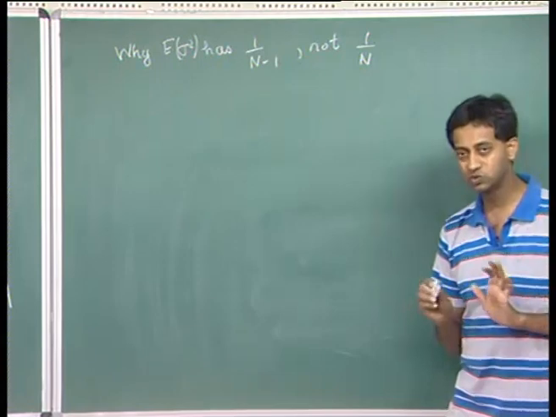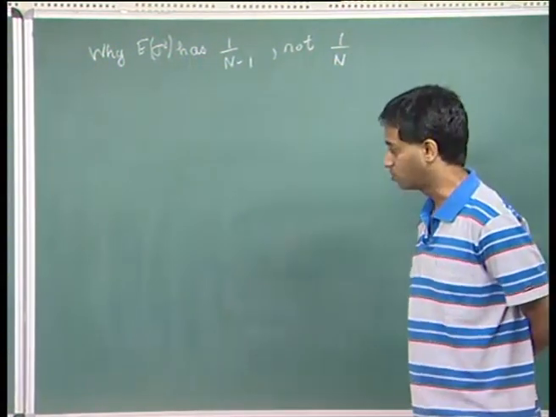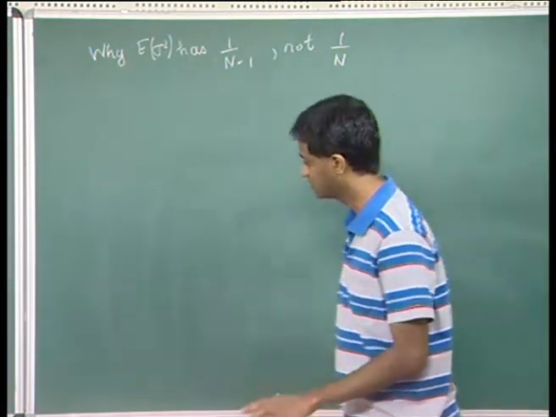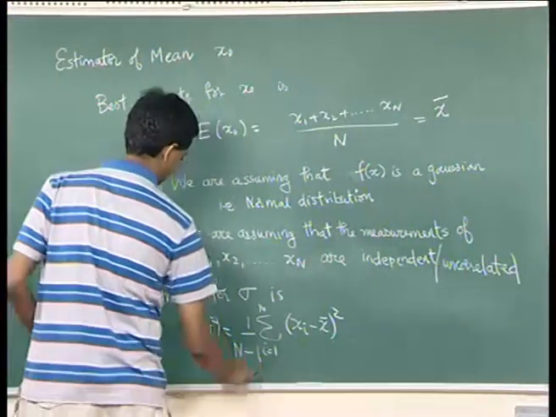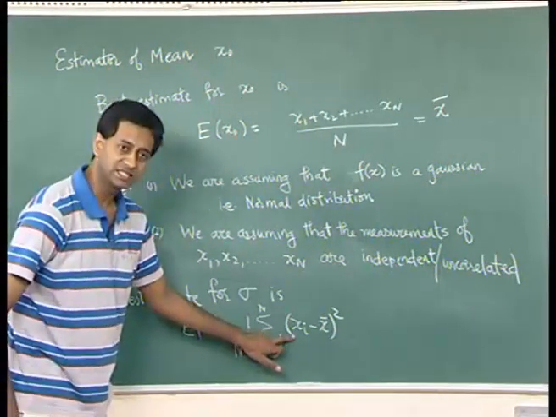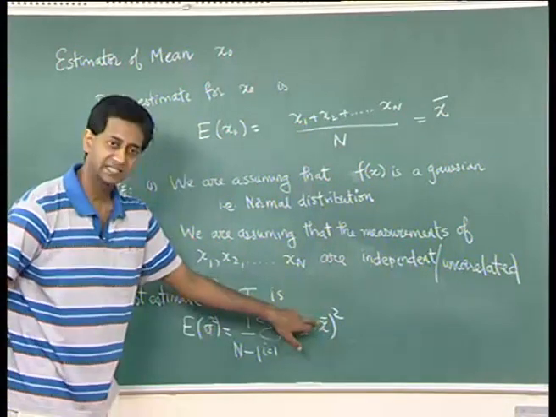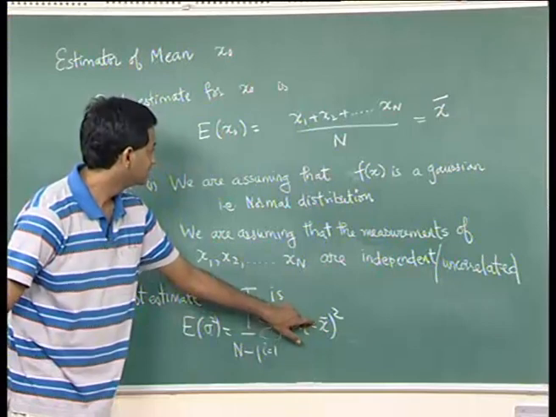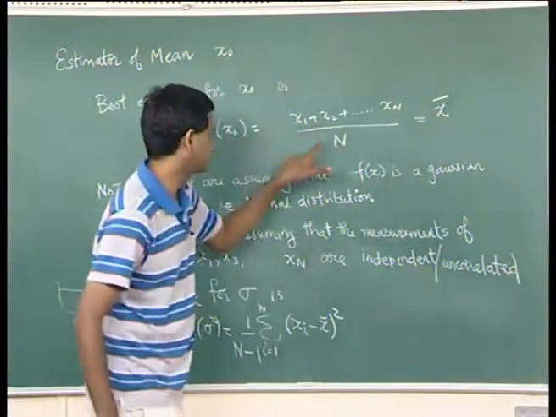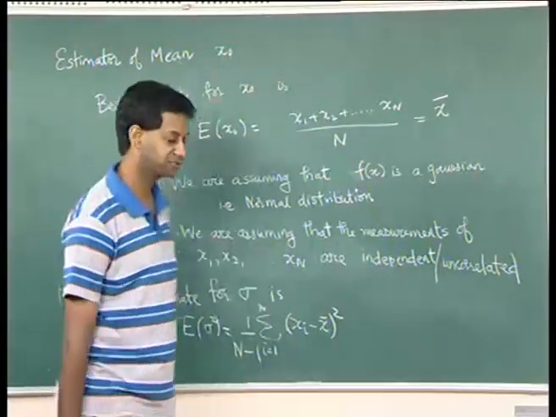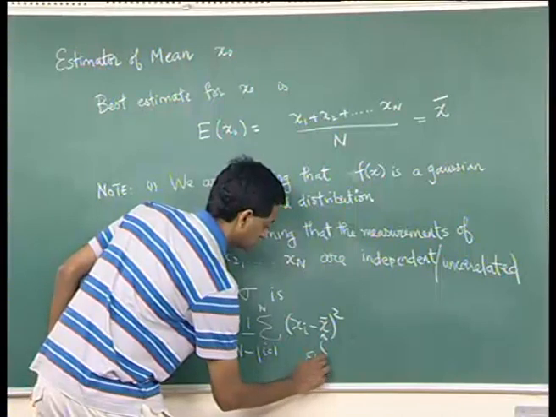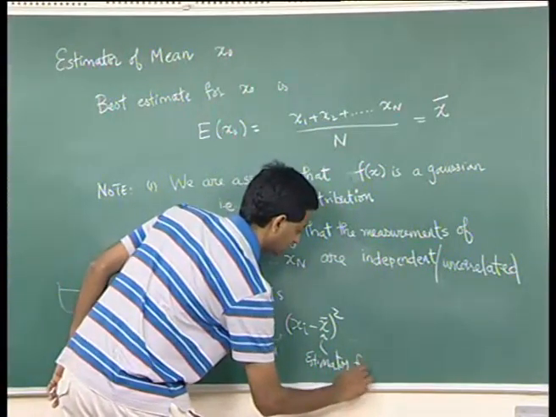Now, I am not going to do the derivation, but I want to point out one important thing here, which will help you understand why you should have n minus 1. That is the following. Now, in this estimator for sigma square, you have an x bar, and x bar is actually an estimator. X bar itself is an estimator. So, x bar is an estimator for x 0.